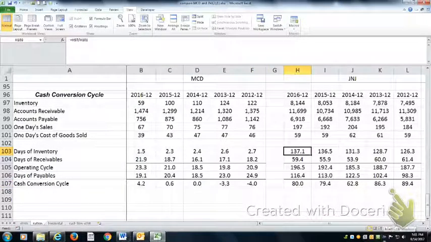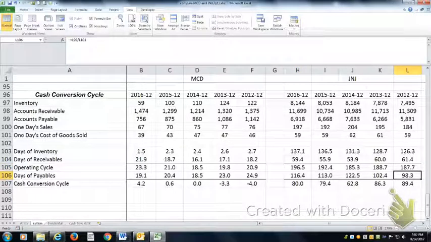Now compare that with Johnson & Johnson. Johnson & Johnson has inventory. That's what, 4 months' worth of inventory. McDonald's, not so much. Even if McDonald's owned all the restaurants, you can't leave hamburgers on the shelf for 4 months. Days of receivables, that's about 2 months' worth of receivables. That's a lot of receivables. So their operating cycle is over 6 months long and has actually increased somewhat over the last 5 years, from 187 days to 196 days.